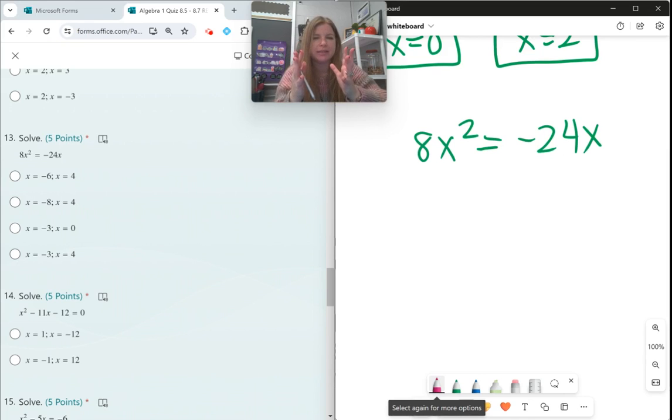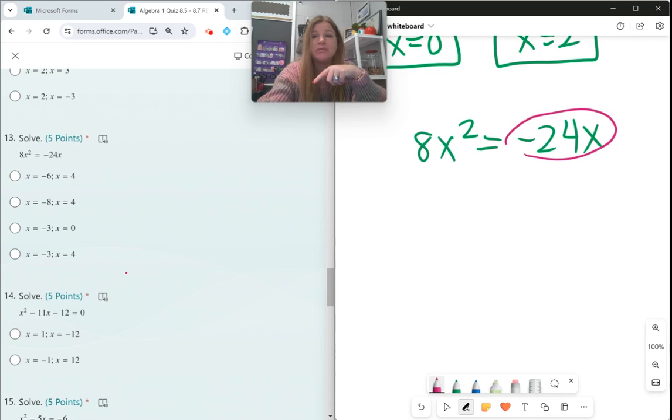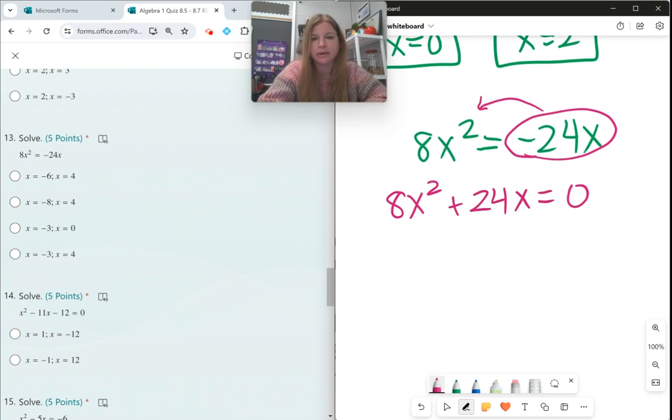Do I move 8x squared to the other side, or do I move negative 24x to the other side? Well, if I move 8x squared to the right, it'll become a negative 8x squared, and I don't want a negative leading coefficient. But I can set negative 24x to the left. Now, I don't want to put it in front because that won't be in standard form. I want to put it after the 8x squared. So this equation would become 8x squared. Now, if I send a negative 24x to the other side, it will become positive 24x equals 0.